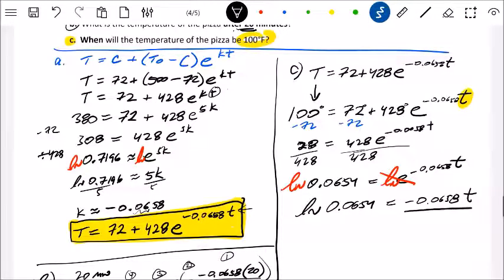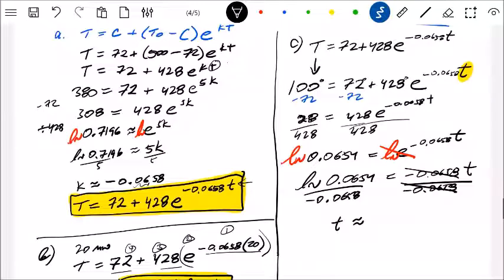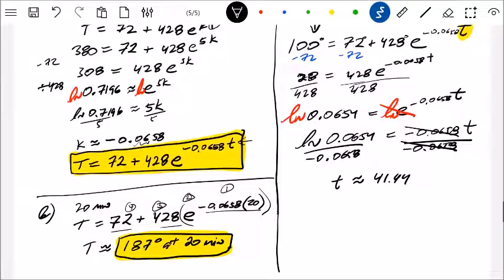T, so we're going to divide by this one because we want to isolate that t, negative 0.0658. That means that t is approximately 41.2. So that means it's about 41 minutes later. Temp reaches 100 degrees about 41 minutes later.